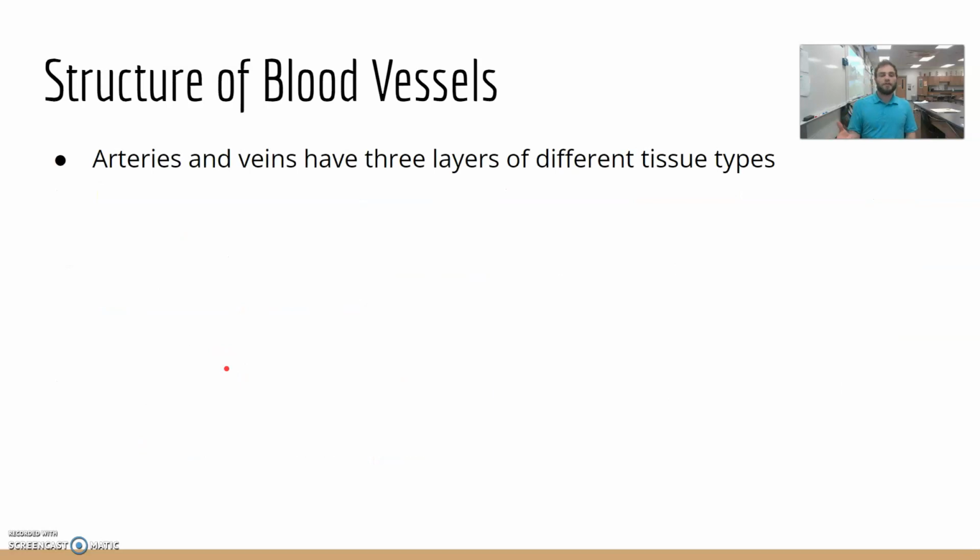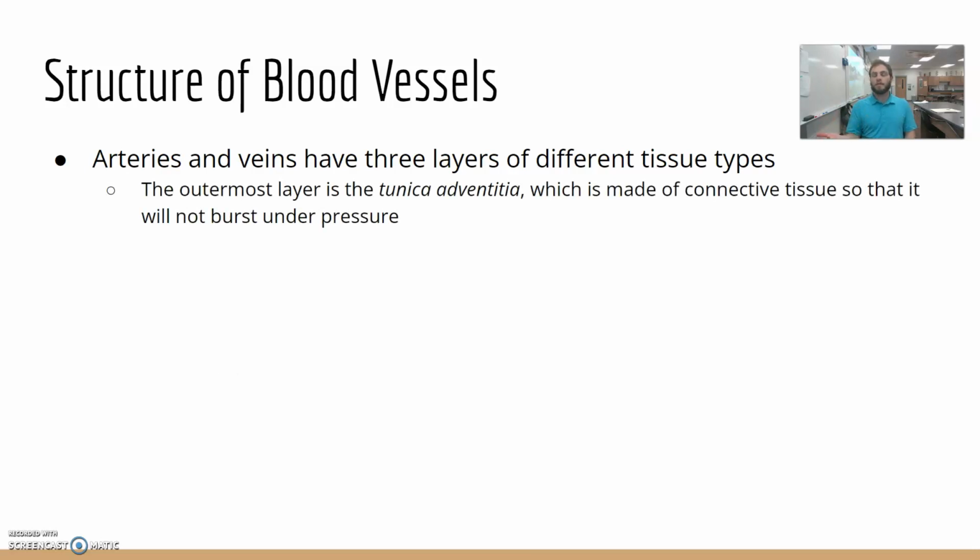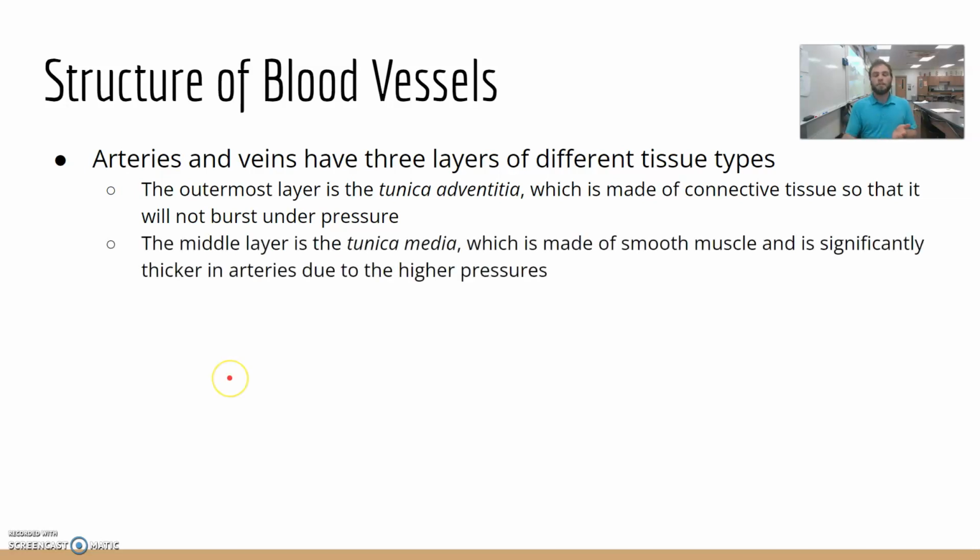Arteries and veins are going to have 3 layers of tissue found within them if you were to look at a cross-section of them. The outer layer being the tunica adventitia. It's going to be made of very tough connective tissue that's going to resist any sort of bursting when that blood vessel is under pressure. The middle layer is going to be the tunica media. It's going to be made of smooth muscle.